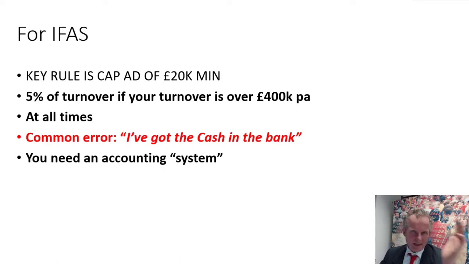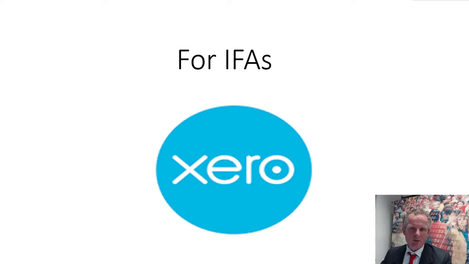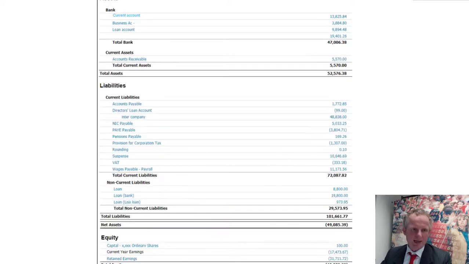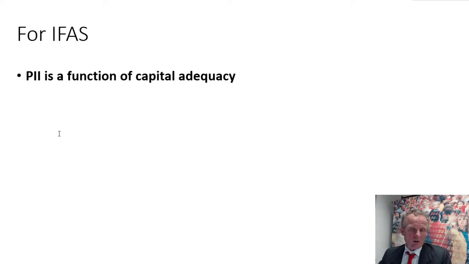What you need is an accounting system, something like Xero. There's also QuickBooks, there's also Sage, something you can tap into and get a balance sheet at the press of a button like this. The key part is net assets. At the bottom, that number has to be plus £20,000. Okay, so I'll come back to that.